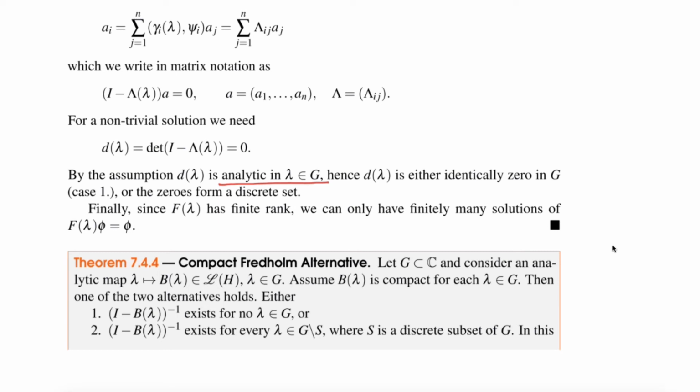Let's move on to the next one. So what is close to finite rank? Close to finite rank is compact operators. So then the next logical step is to have a Fredholm alternative for compact operators, like in theorem 744.